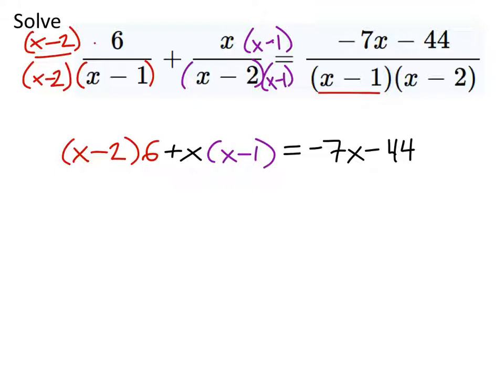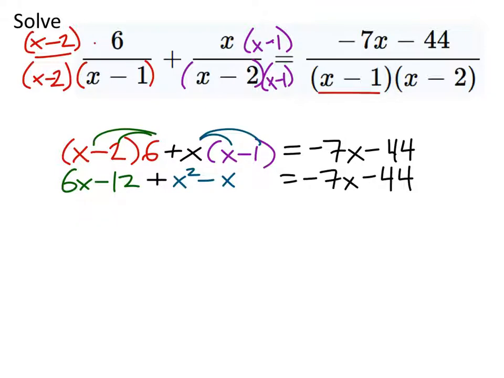So from this point, we'll distribute the 6 into this set of parentheses and the x into that set of parentheses, separately, of course. So I've got 6x minus 12. And then I'm going to add x times x is x squared. X times negative 1 is negative x. And it still equals negative 7x minus 44. I'm going to combine like terms on one side first, and then I'm going to write this in descending order, just so it looks more familiar for us, all right?